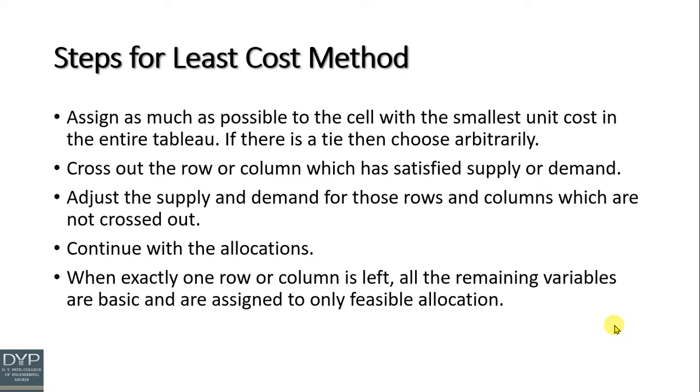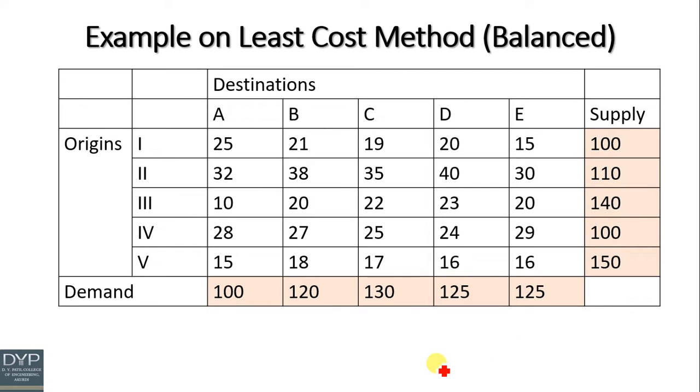You have to continue with these allocations, and when exactly one row or column is left, all the remaining variables are basic and are assigned the only feasible allocation. Now let us see how to solve this using the steps as mentioned. Again, the same example has been taken.